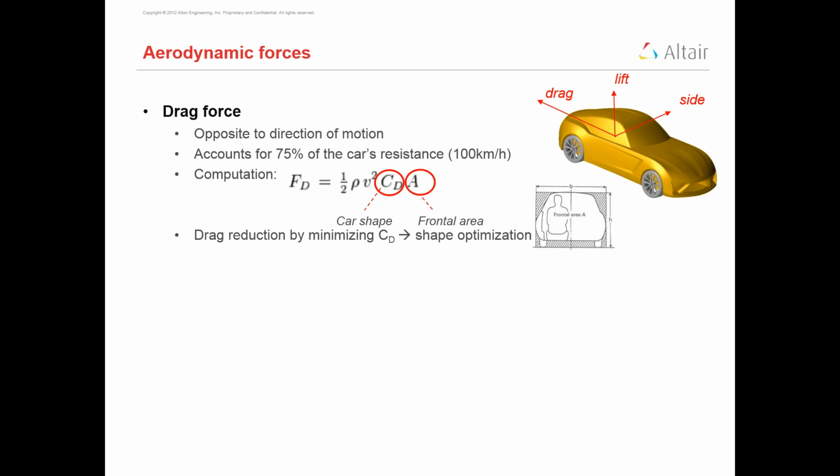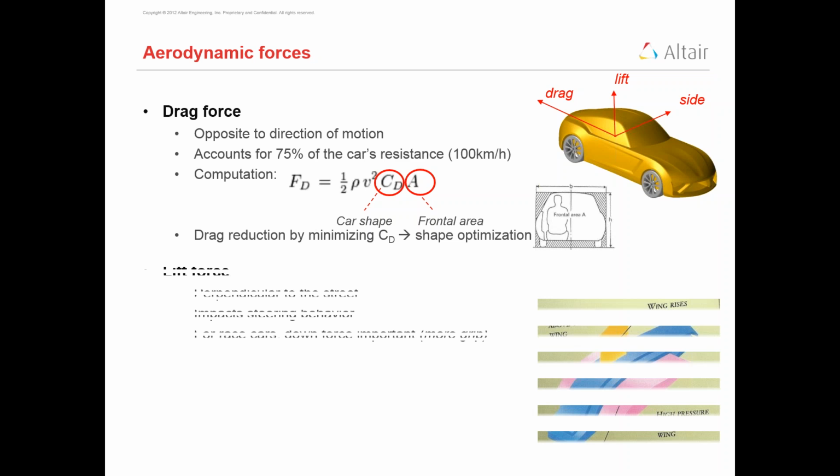That frontal area you need to calculate, and you need to supply this frontal area to your computation. So Ft is your drag force, rho is the density of your fluid, basically density of air, v is the velocity at which the car is moving, CD is the coefficient of drag, which will be given to you by the solver, and A is the frontal area of the vehicle. Drag reduction is done by minimizing the coefficient of drag, which is optimization.